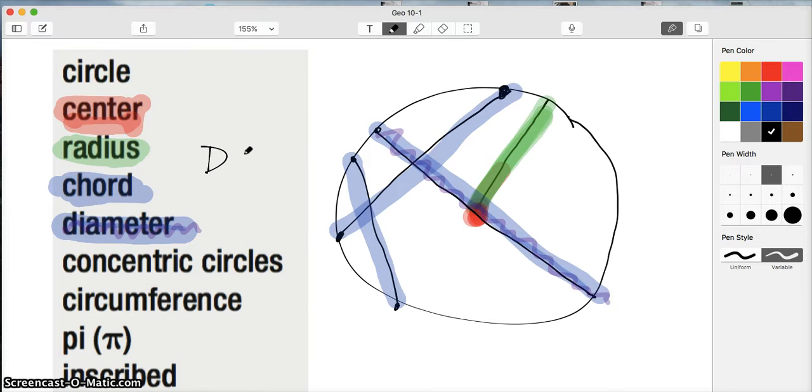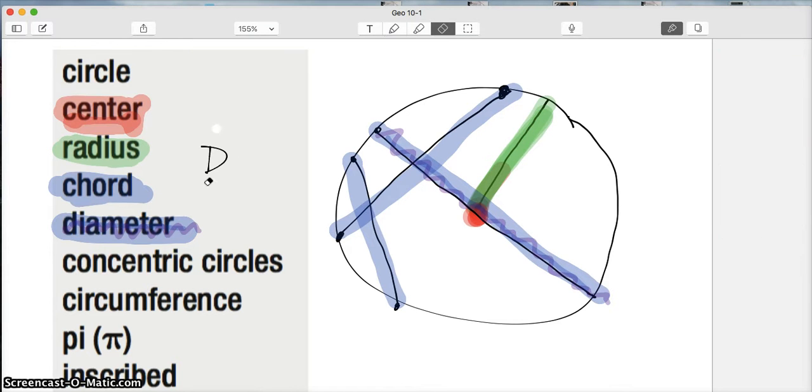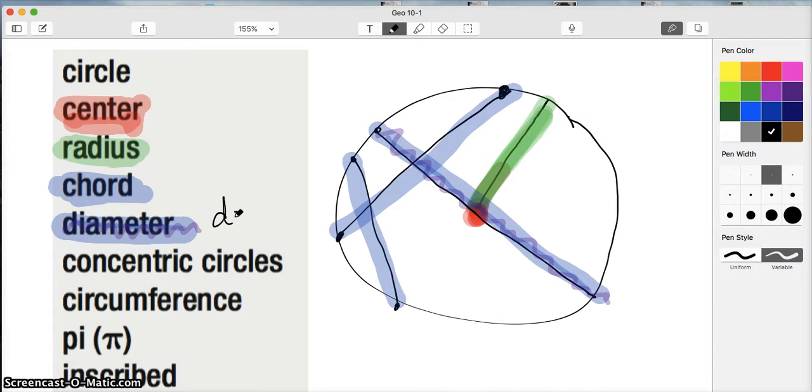And what I want you to see about this is that the diameter, lowercase d, is equal to 2 times the radius, right? Because if I take 2 of these in length, if I were to draw another radius from here to here, that would simply be a diameter as well. You guys with me? All right, let's keep going.